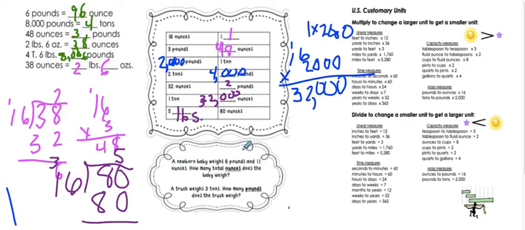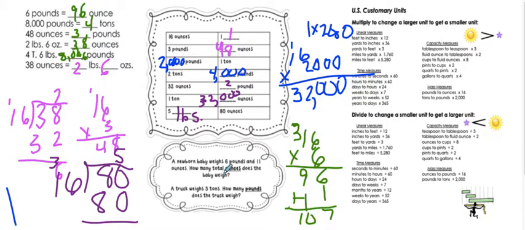Okay, a newborn baby weighs 6 pounds and 11 ounces. How many total ounces does that baby weigh? So 6 pounds is how many ounces? Pounds to ounces, multiply by 16. So 16 times the 6 pounds is 96. Plus I need to add in this 11 ounces here. 107 ounces that baby weighs.